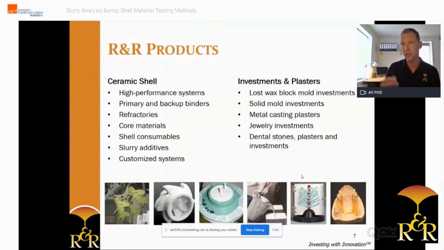We also support, as I said, the lost wax mold casting materials like plasters and investments, and these can be used for different applications. In this presentation, I'm not going too much into detail about these things, but if you have any questions around this, because it's very interesting, then you can always contact me. But I think what is most important to mention is that R&R is able to customize ceramic shell systems specific to your requirements or a foundry.